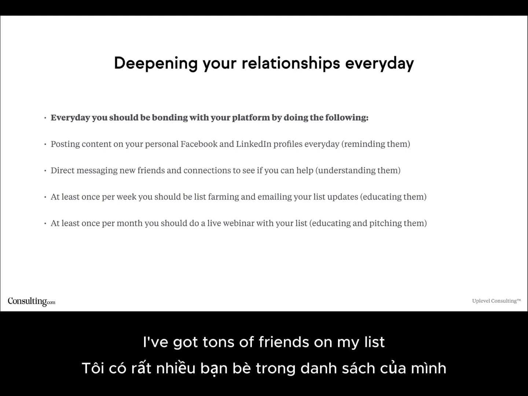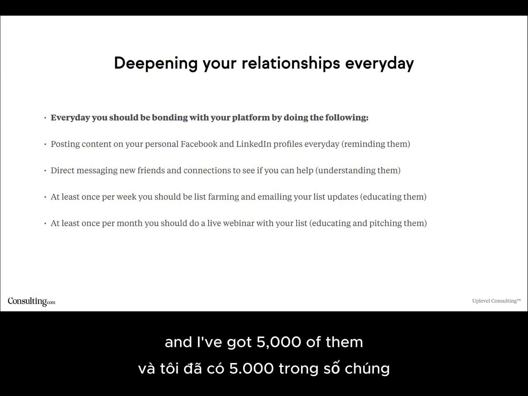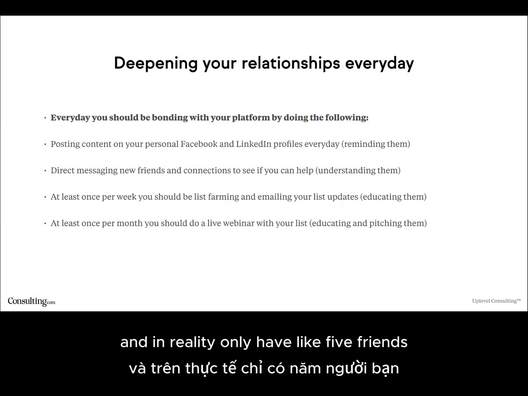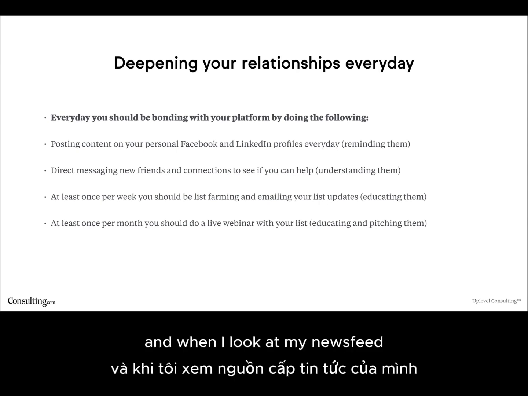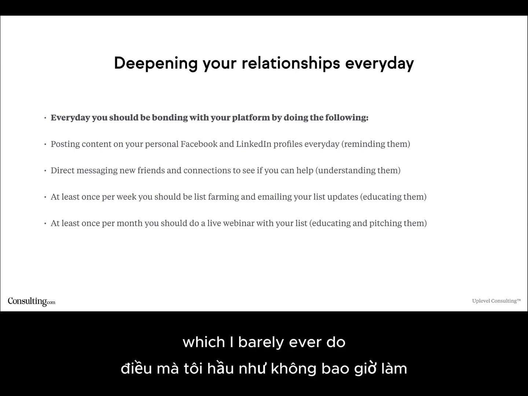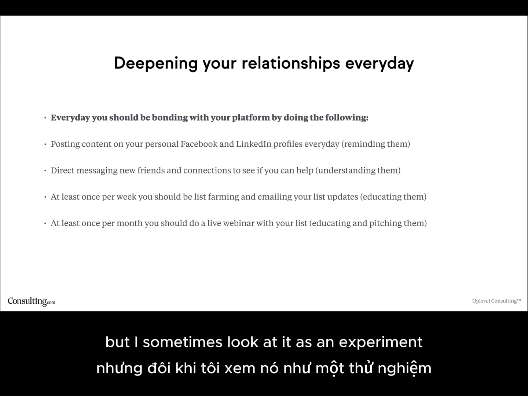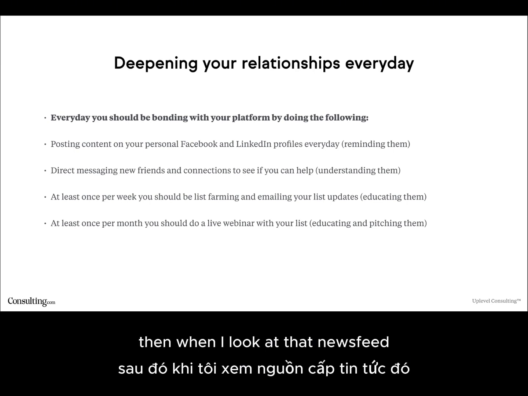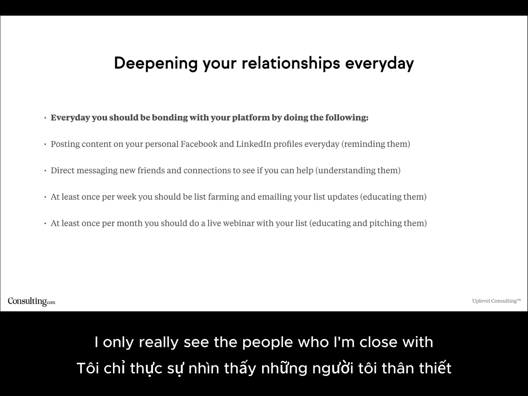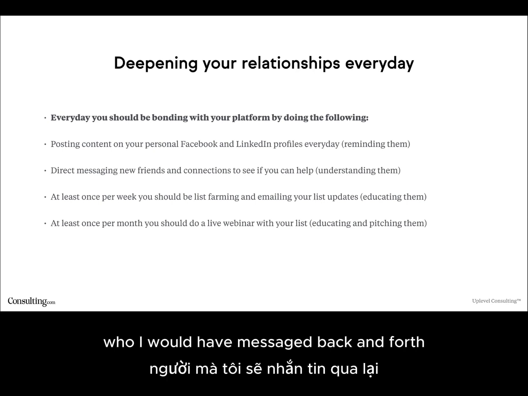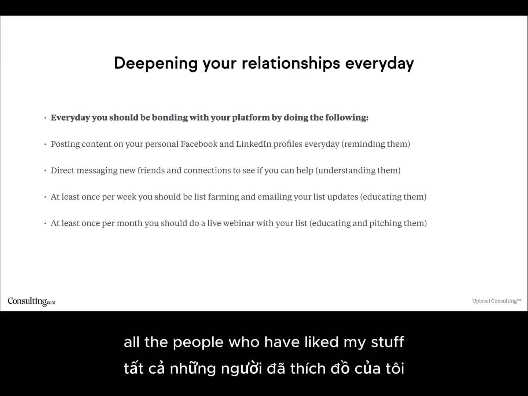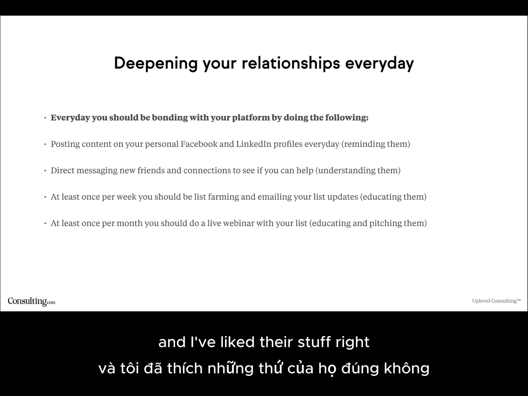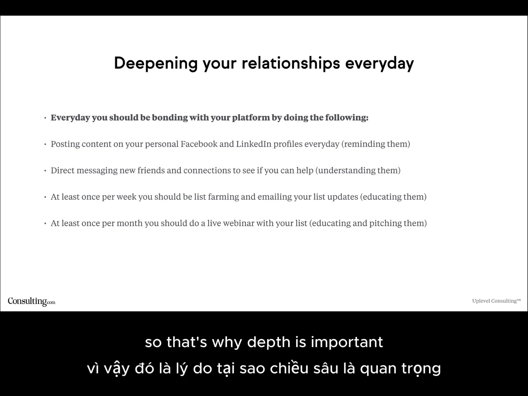I've got tons of friends on my list, I've got 5,000 of them, and in reality I only have like 5 friends. And when I look at my newsfeed, which I barely ever do, but I sometimes look at it as an experiment, I only really see the people who I'm close with. Those are the people I would have messaged back and forth, or people that have tagged me in photos because we've been together, or people who have liked my stuff and I've liked their stuff, right? So that's why depth is important.